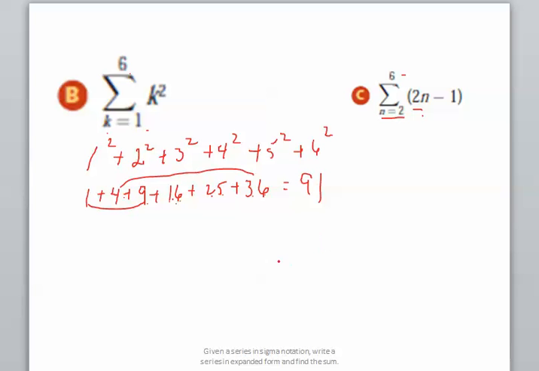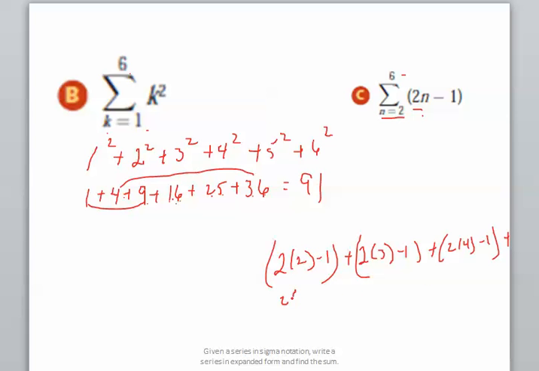So let's see here. 2 times 2 minus 1 plus 2 times 3 minus 1 plus 2 times 4 minus 1 plus 2 times 5 minus 1 plus 2 times 6 minus 1. You can see how I just wrote out each one of the different terms. So this one is 4 minus 1. That's 3.